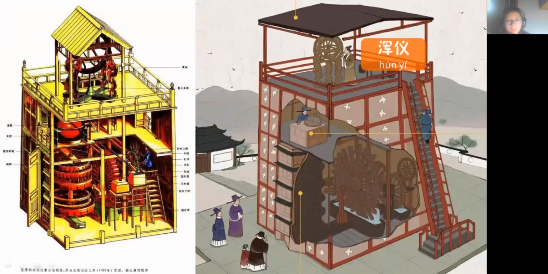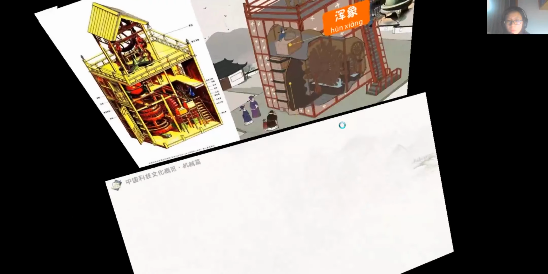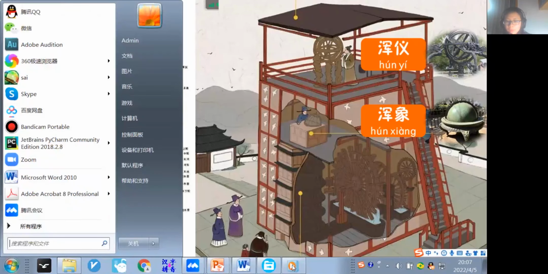The upper floor, can you see? The upper floor is 浑仪, just now we mentioned, to measure stars and also to get the coordinates. We use 浑仪 in the upper floor, and the middle is 浑象. It's this thing. 浑象. And the third floor, or say the lower floor here, is a big water clock. We'll look at the video.